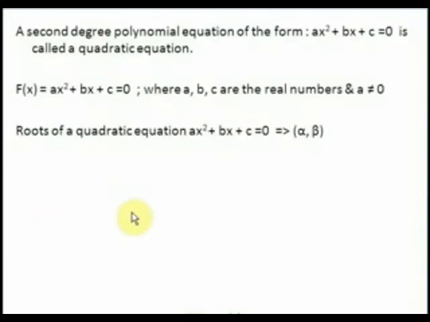A second degree polynomial equation of the form ax square plus bx plus c is equal to 0 is termed as the quadratic equation. Since this equation is of degree 2, it must have two roots. So a quadratic equation has two roots.